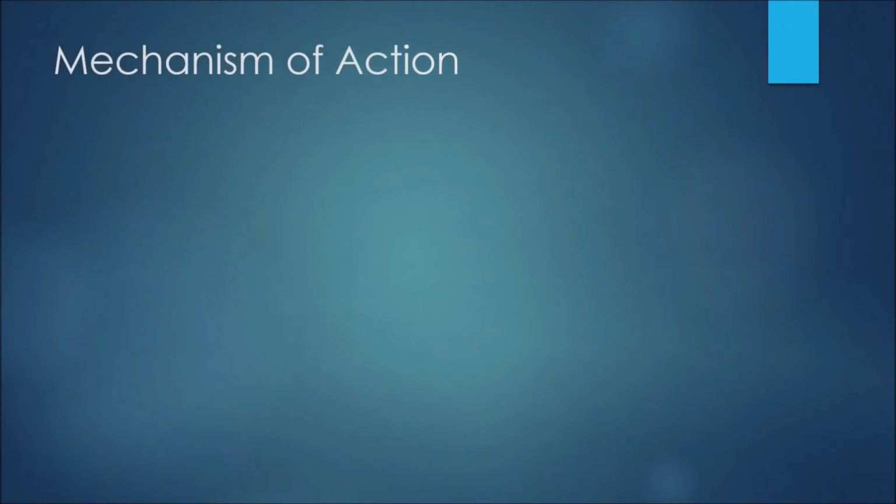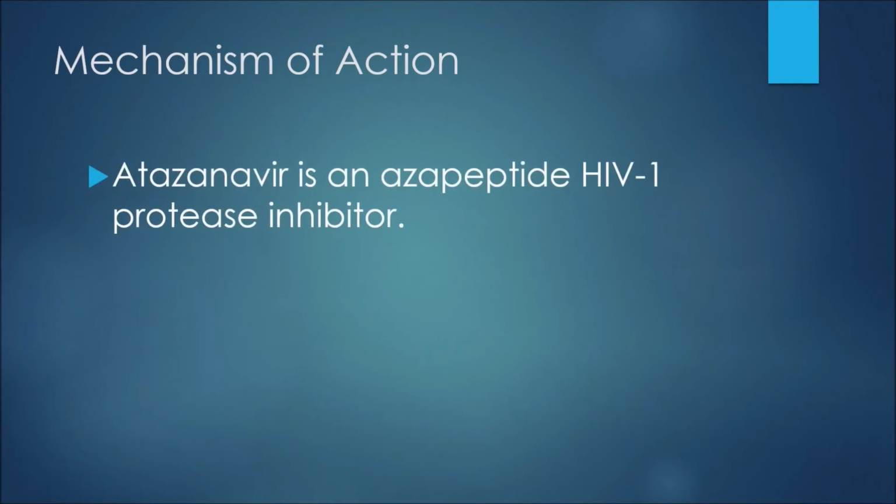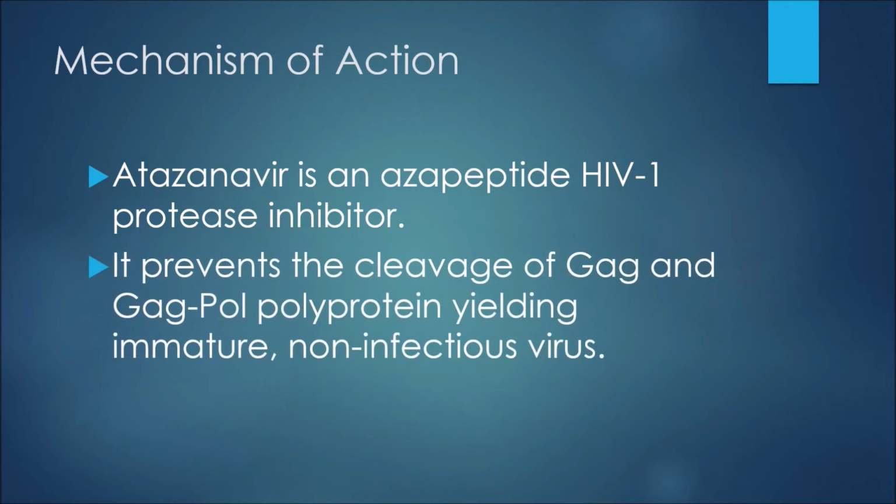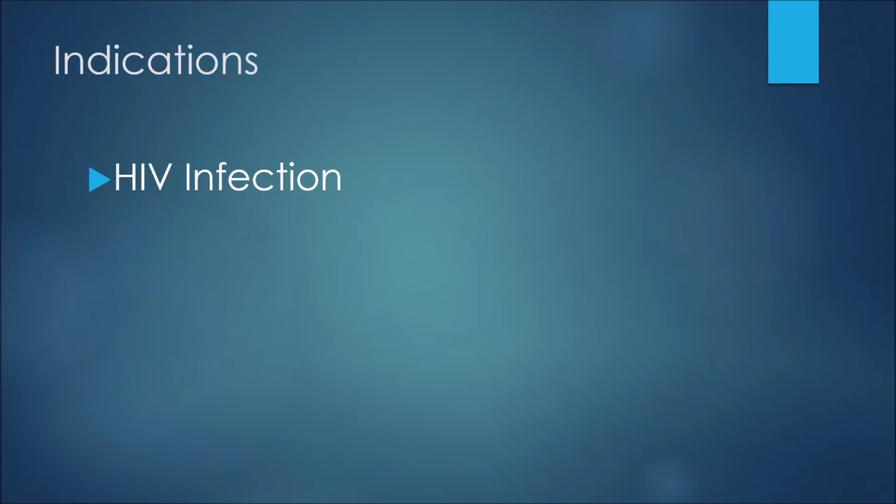So the first thing to discuss here will be the mechanism of action, or how this medication works. So Atazanavir is an azapeptide HIV-1 protease inhibitor. It prevents the cleavage of GAG and GAG-Pol polyprotein, yielding immature, non-infectious virus. In terms of indications or reasons we would prescribe this medication to a patient, well, we would often see it prescribed in the treatment of an HIV infection.